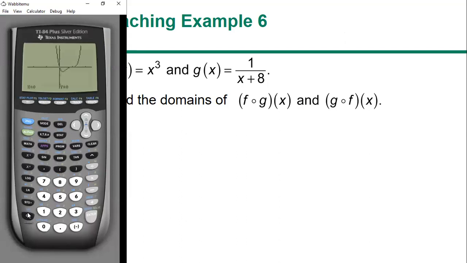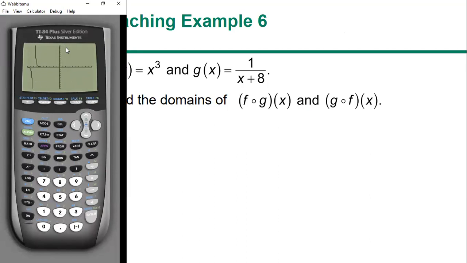So for our first one, I'm gonna do 2 plus 7, 1, 2. We had 1 divided by x plus 8 to the third, right? Agreed? Okay, so I'm gonna look at the graph. What do you notice about this function? It has some weird things happening, right?